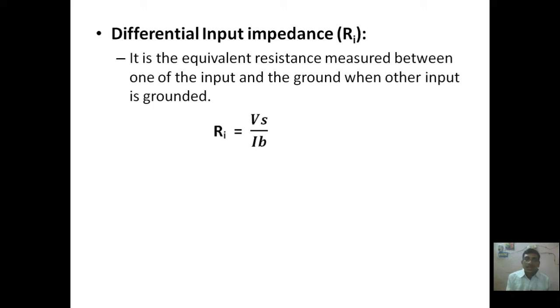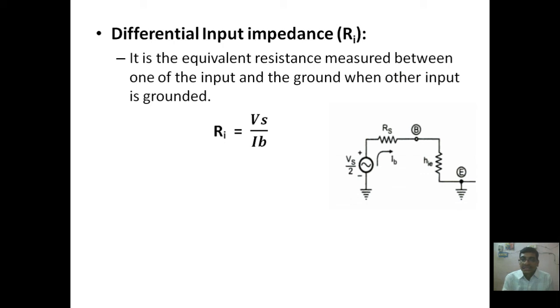Here you can say Ri is equal to Vs by Ib, which means the input resistance is the ratio of input voltage to input current, and we know Vs is the input voltage and Ib is the input current.